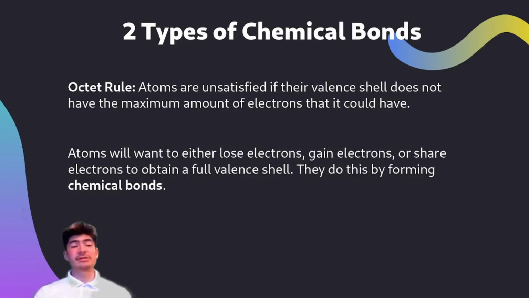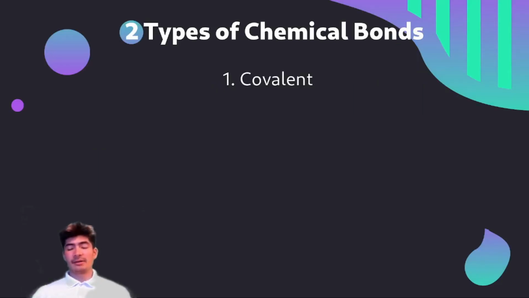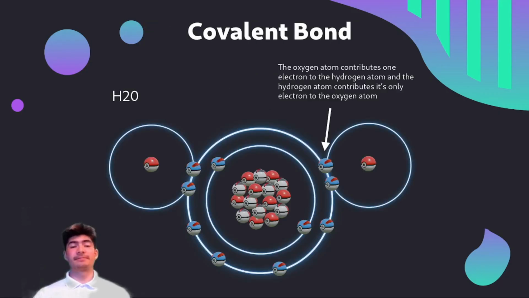Through chemical bonds. The octet rule states that atoms are unsatisfied if the valence shell does not have the maximum amount of electrons that it could have, so they're going to undergo reactions to get their valence shell filled. So what are the 2 types of chemical bonds they can form to do this? One of them is the covalent bond, the second one is the ionic bond.